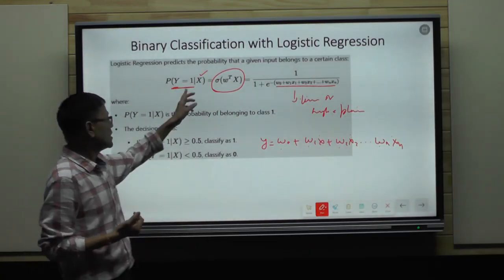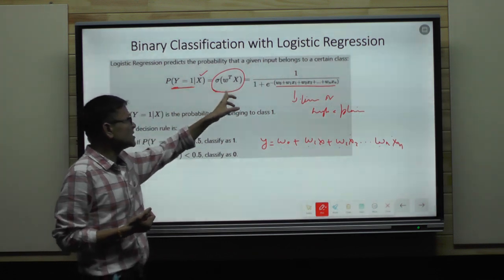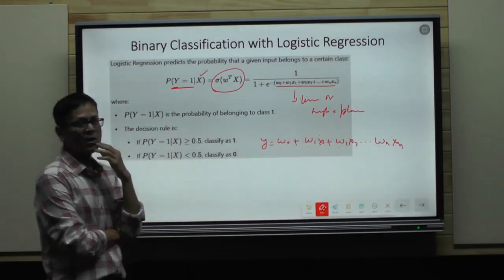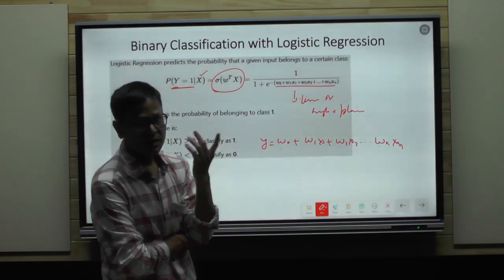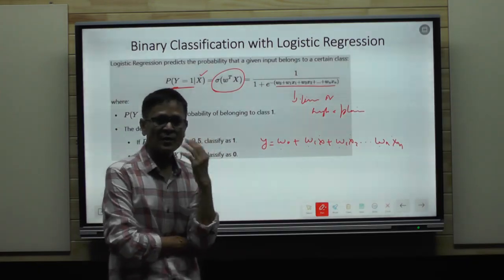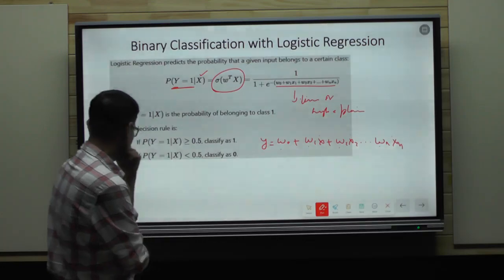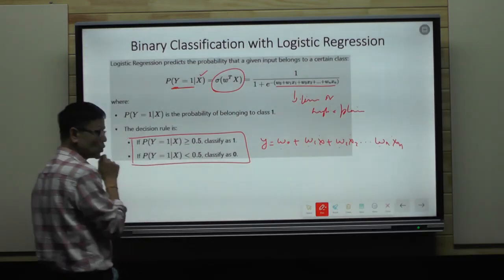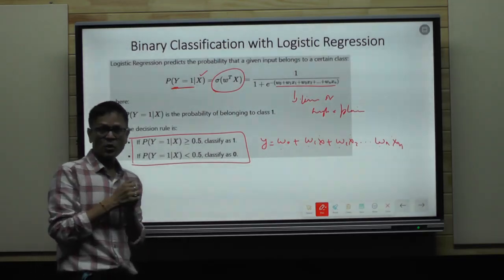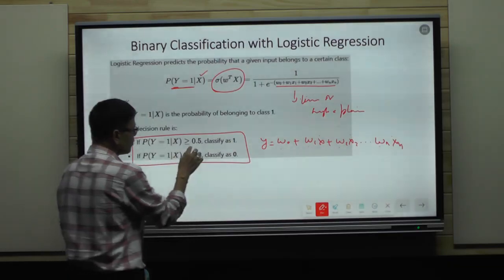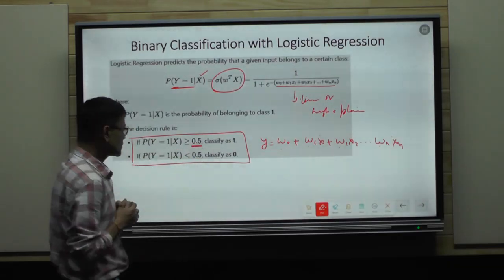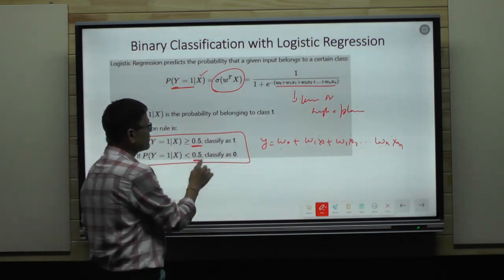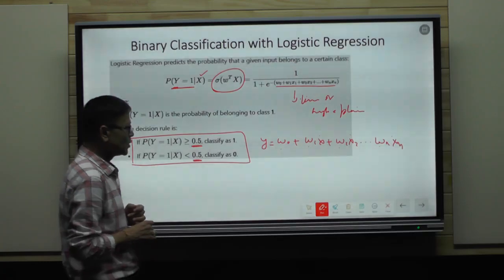If the value computed by this sigmoid function is near 1, or above the threshold, we can say that yes, it belongs to class 1. So this is the decision rule, or decision boundary, or you can say the threshold. The threshold here is 0.5. Something above 0.5 will be termed as 1, and something below 0.5 will be termed as 0.